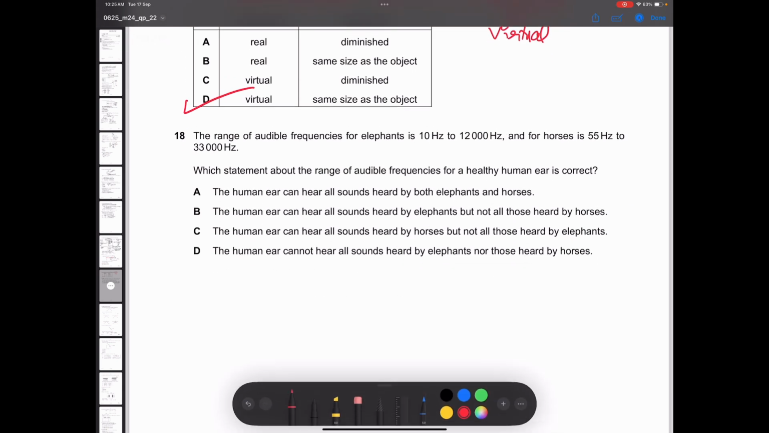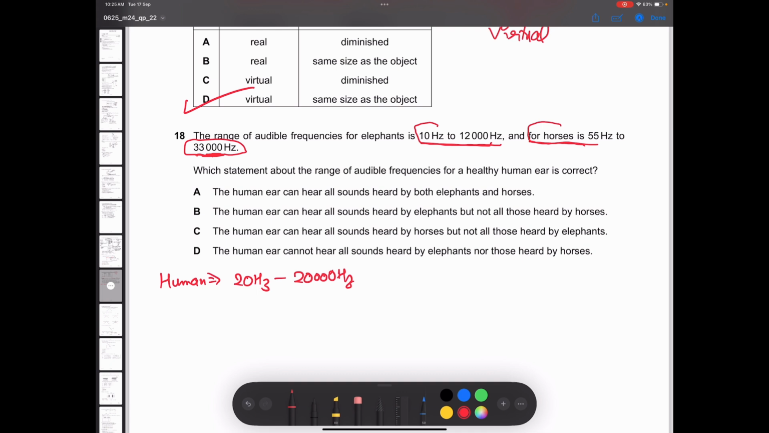Question 18. Audible frequencies for elephants is 10 to 12,000. For horses, 55 to 30,000. For humans, it is 20 hertz to 20,000 hertz. So will a human be able to hear all the sounds made by elephants? No. Will he be able to hear all the sounds made by horses? It is exceeding above 20,000, so not possible. The human won't be able to hear all the audible frequencies made by elephants and horses.